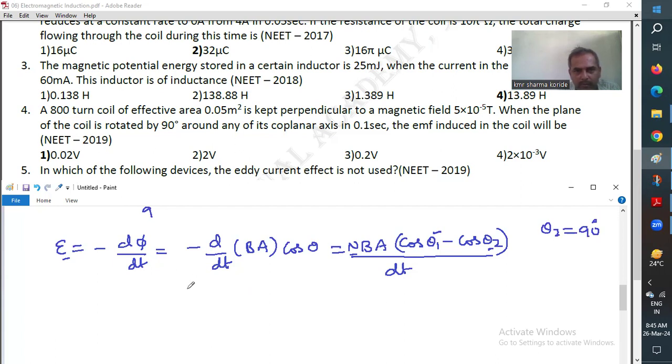So N, how much is N? 800. How much is B? 5 into 10 to the power of minus 2. How much is area? Area is 0.05. So it is area only.